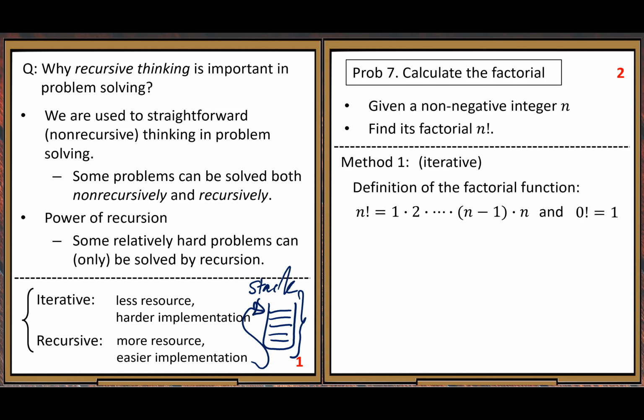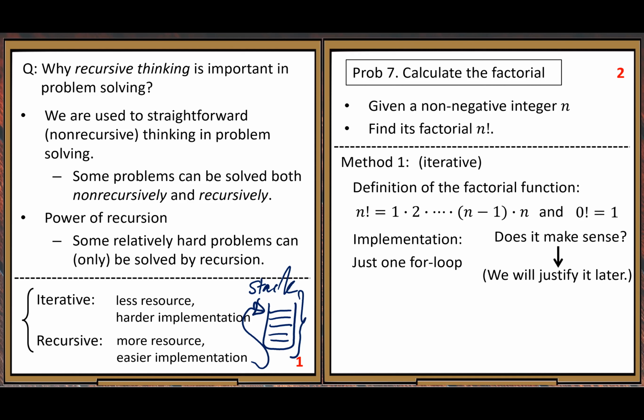Here, it's hard to see, but later, when we have some formula, we will see it. The implementation is simple, right? One for loop. Everybody can do that easily. But for method 2, we want to move to the recursive method, and this is probably the easiest recursive method.